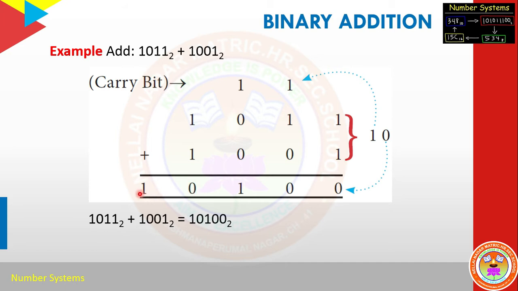Okay, so now the answer is 10100 base 2. Understood? This is the way you can calculate the binary addition process. So all the top values should be considered as what? Carry bit. All this answer should be considered as sum bit. So always you have to write the sum bit as the answer and the carry bit for the calculation purpose, from one bit to the next bit pattern.